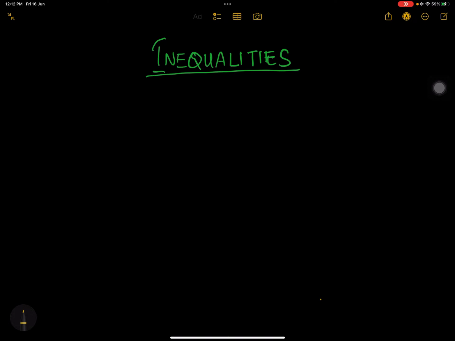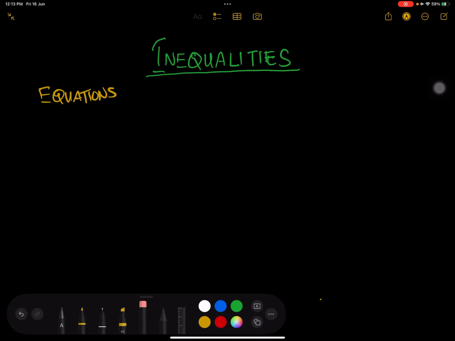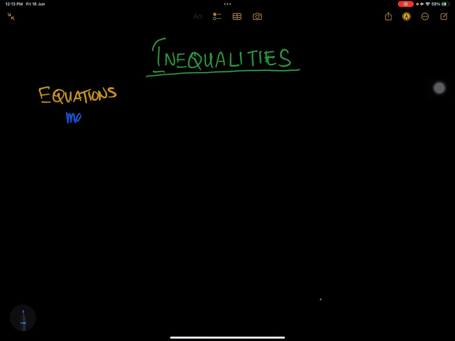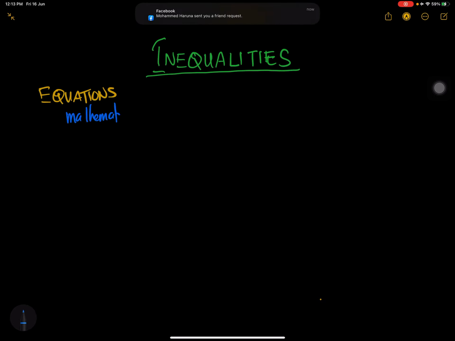Today we're going to do a new topic. The topic is inequalities. But as always, we want to know, where are we coming from? Remember, we treated a topic called equations, and we mentioned that equations are mathematical expressions that have equal to signs.